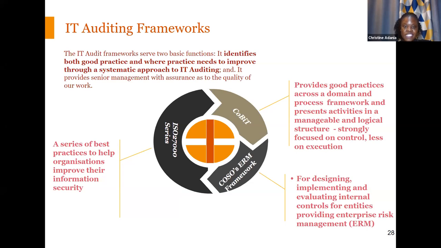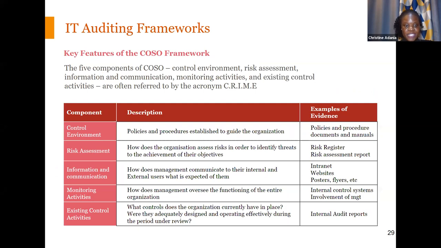So we'll look at each of these aspects at a very, very, very high level. I'm just going to run through them because time is against us. There are five key features of the COSO framework. We have control environment, risk assessment, information and communication, monitoring of activities, and existing control activities. You can just use a mnemonic, or acronym, CRIME.